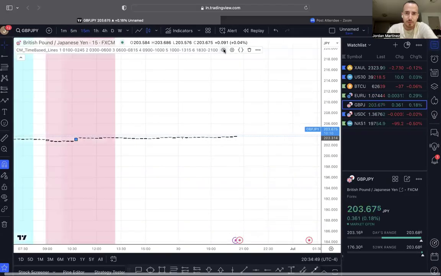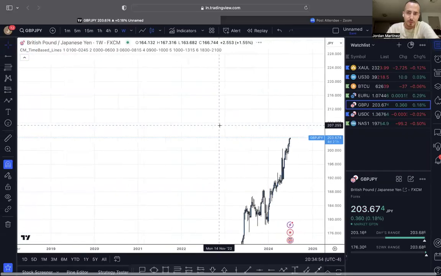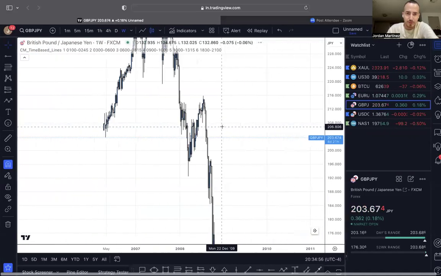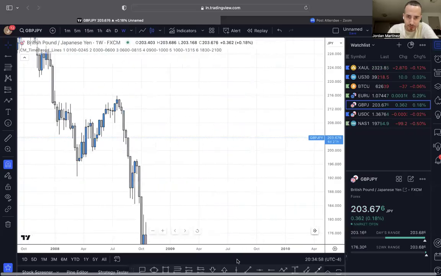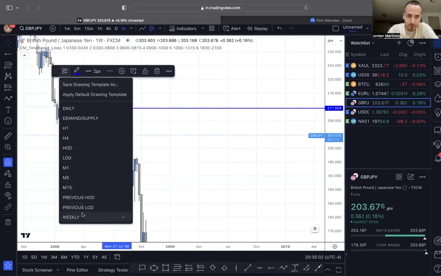I'll mark the previous high and previous low of day once we come back down on the lower time frames. But what I had marked, guys, was this right here. If we look to the left on GJ, because you always have to look to the left, price is making its way to this area of supply on the weekly.